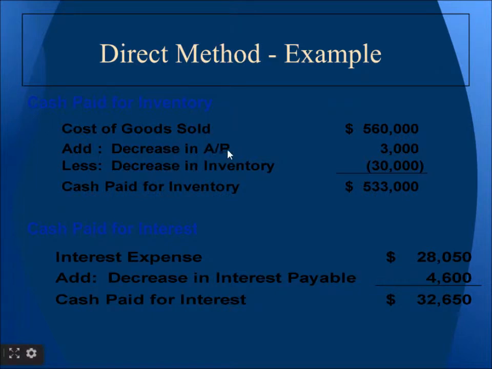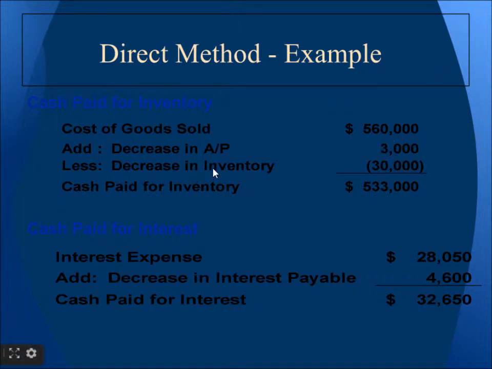That decrease in accounts payable means we have already paid the cash for the credit purchase. So since we have paid the cash, there is a cash transaction. So it should be added to the cost of goods sold because we paid the cash to get the goods. So this should be added.